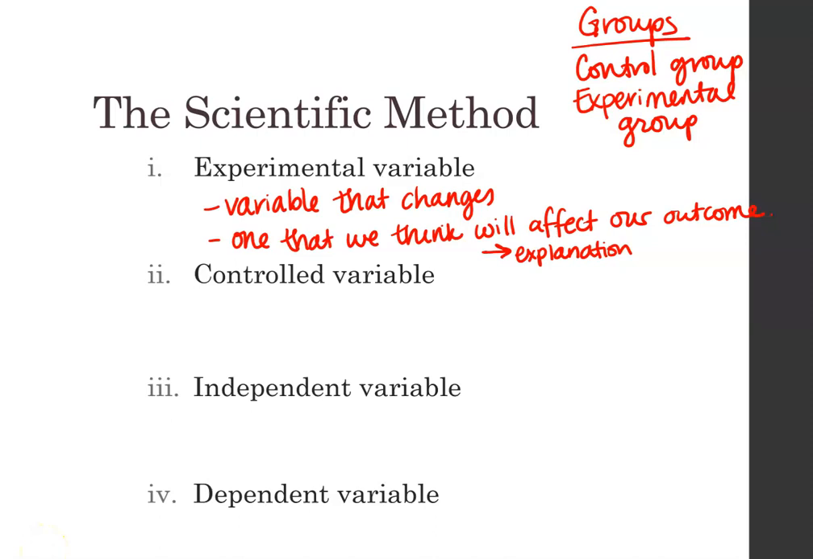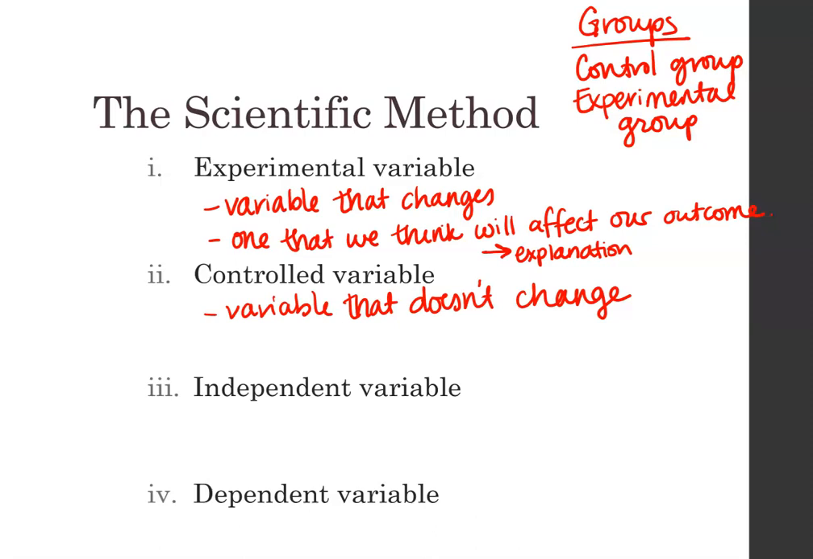In contrast, our controlled variable is the variable that doesn't change. So it is the condition that is applied to our control group. So our experimental variable is applied to our experimental group, and our controlled variable, which is usually no treatment or a very set of conditions that we are using as a baseline, is applied to our control group.